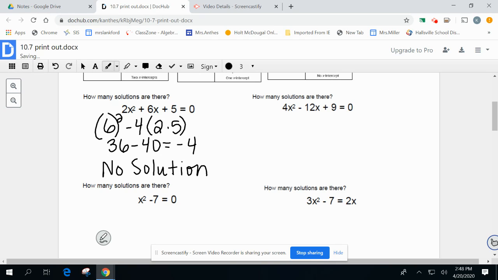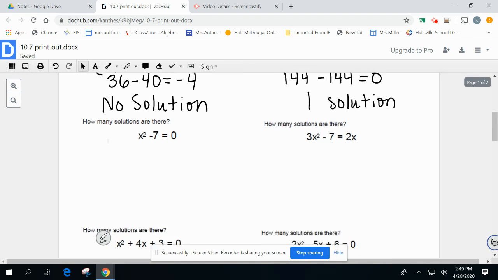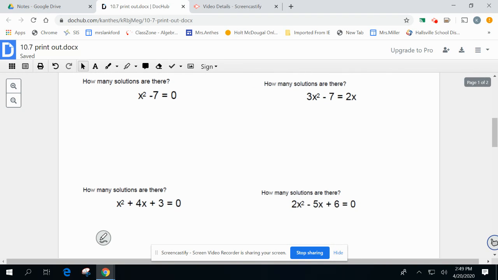On the next problem, I would do b squared. So negative 12 squared minus 4 times 9. That would be 144 minus 144 equals 0. So that means I'm going to have one solution. Okay, so this is really just that inside portion of your quadratic formula.